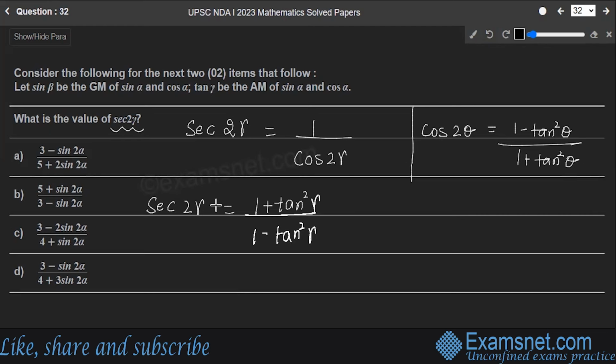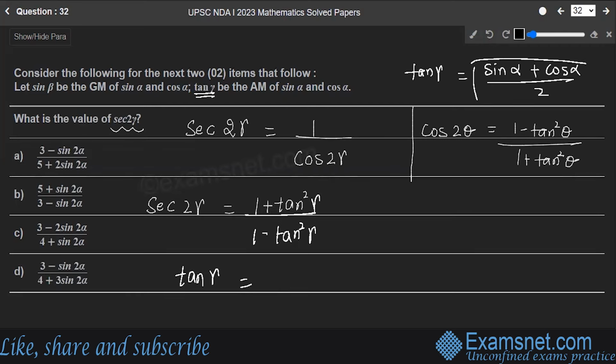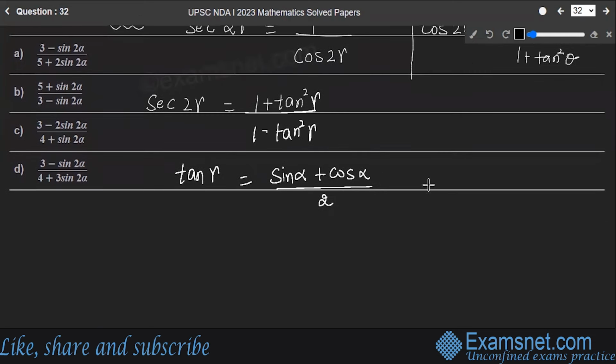Now we have tan gamma. We already knew in the last question, tan gamma was equal to sine alpha plus cos alpha upon 2. I'll not fill it in directly because it will be really jumbled, as it's a huge expression. I'll simplify it first. So tan gamma is equal to sine alpha plus cos alpha upon 2. Let's do the squaring on both the sides. This is from the statement.